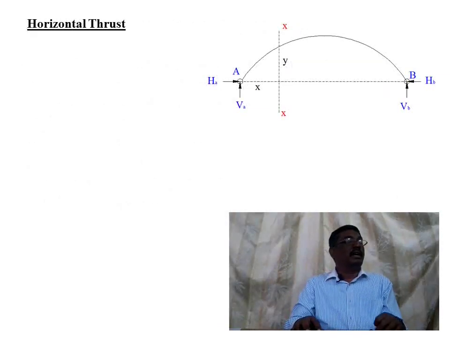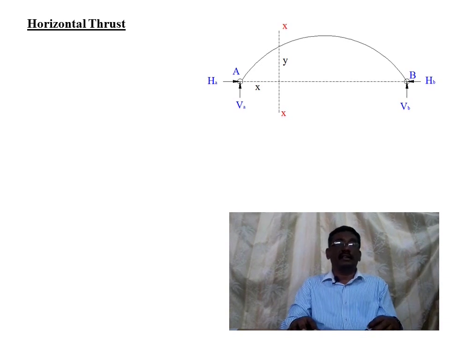In order to find the horizontal thrust, let us name the different components of the arch. The arch supports are named A and B. Vertical reaction at A is VA, horizontal reaction at A is HA. Vertical reaction at B is VB, horizontal reaction at B is HB. Let us take section XX such that it is at distance x from support A, and the intersection point on the arch is at distance y from the line joining the supports A and B.